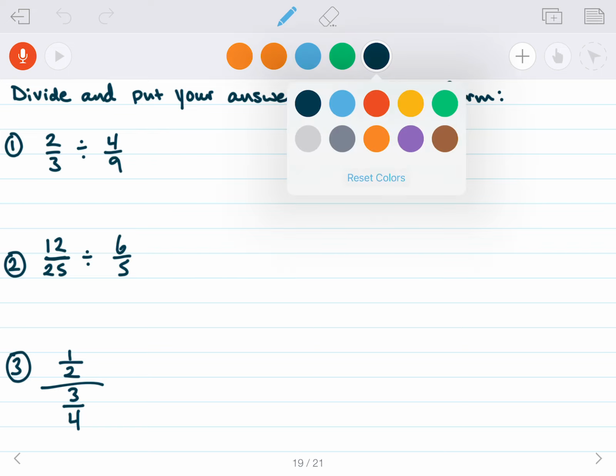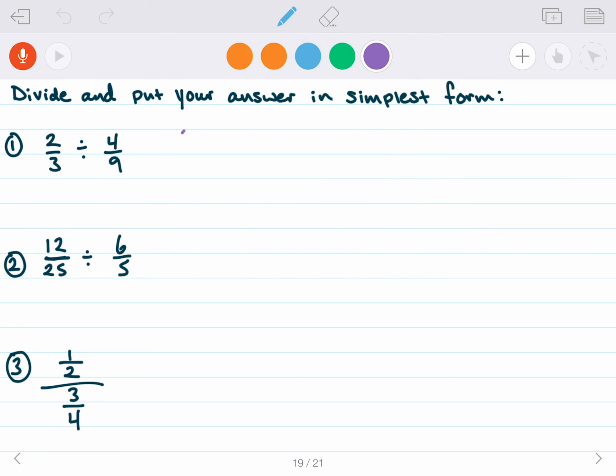So we're going to keep the first fraction, which is 2 over 3. We're going to change the division sign to multiplication, and then we're going to flip the second fraction. So instead of 4 over 9, we're going to flip it to 9 over 4, and this is how we're going to multiply. So from here, we can cross simplify, or if you want to, you could multiply straight across and simplify at the end, but that's too much work in my humble opinion.